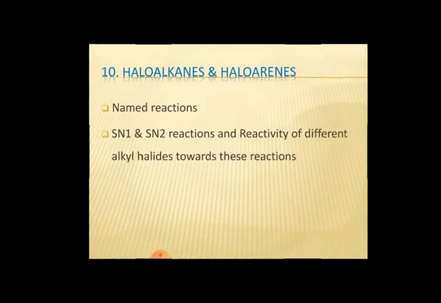Okay, next one is haloalkanes and haloarenes, and this chapter is very important and a basic chapter. In this part, all named reactions are very important. That is Swarts reaction, Finkelstein reaction, Wurtz reaction, Wurtz-Fittig reaction, Sandmeyer's reaction, Gattermann's reaction. All these named reactions are very important from the examination point of view. So just practice all these named reactions, and along with these, the SN1 and SN2 reactions and the reactivity of different alkyl halides towards these reactions are also important.